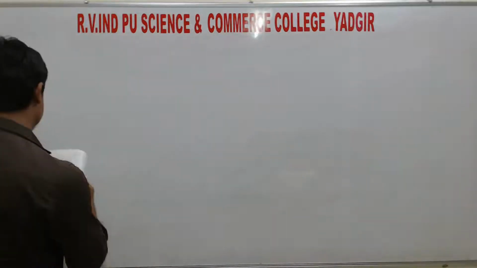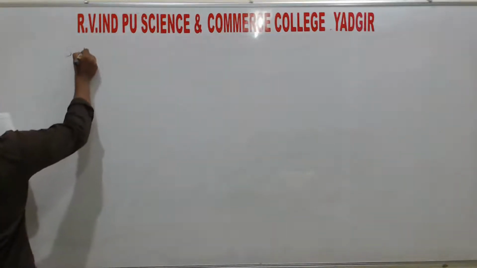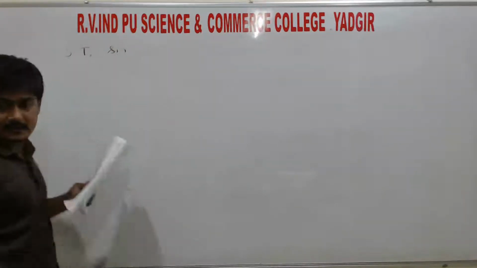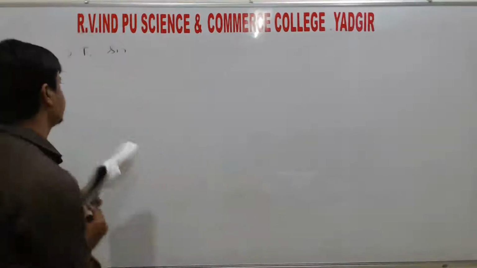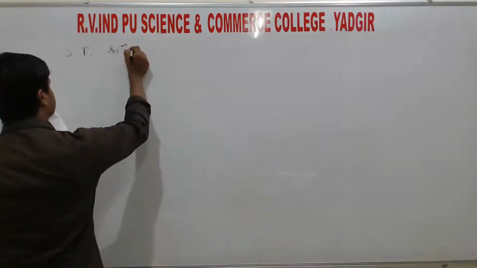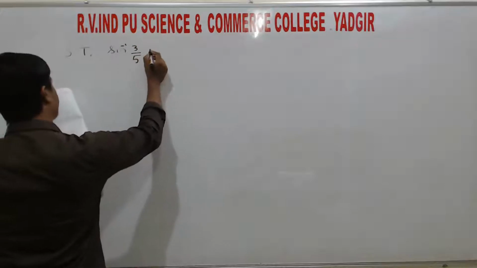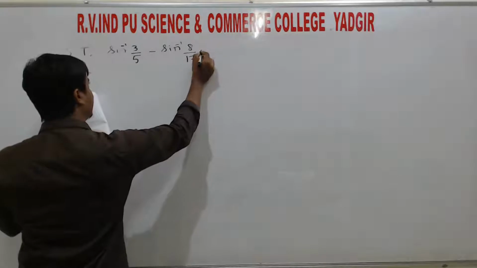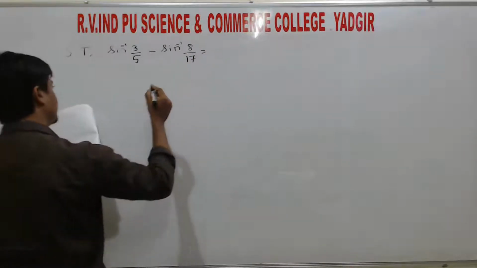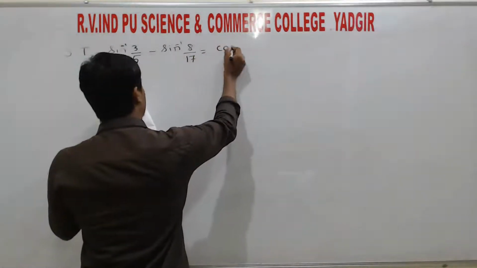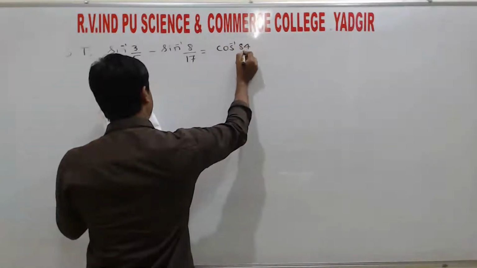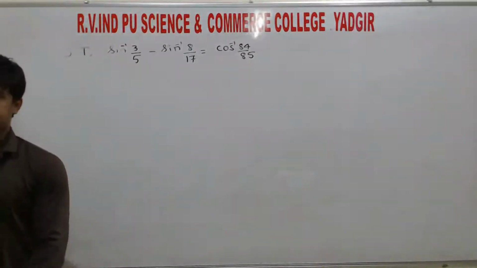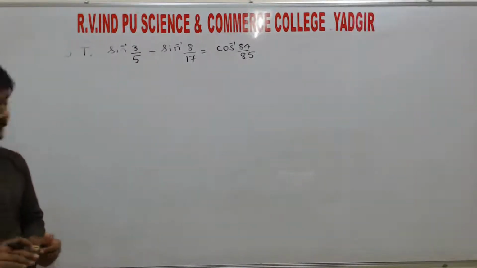Question is, show that sine inverse 3 by 5 minus sine inverse 8 by 17 is equal to cos inverse of 84 divided by 85. This is the question, right?